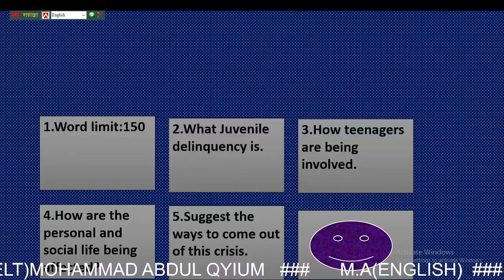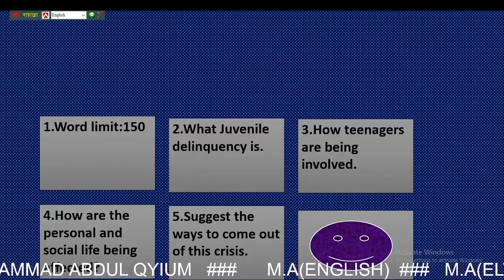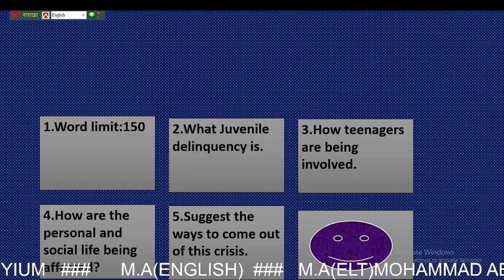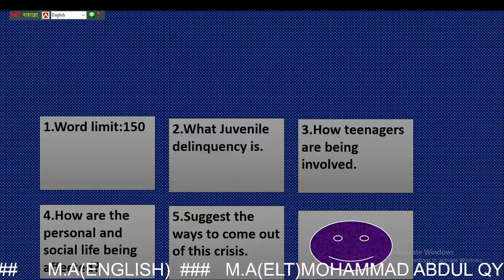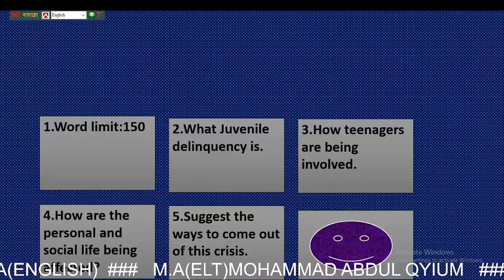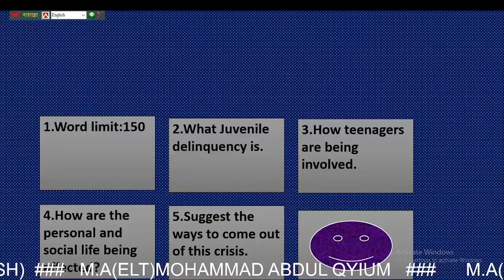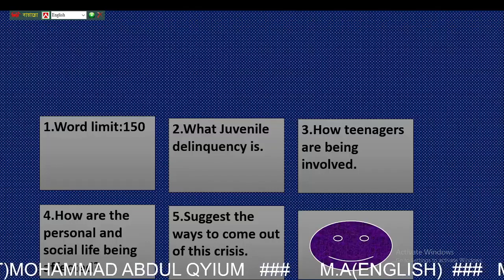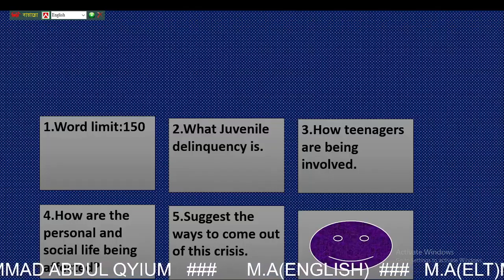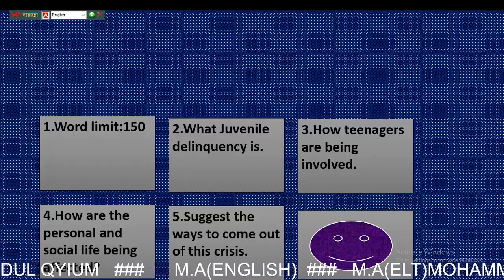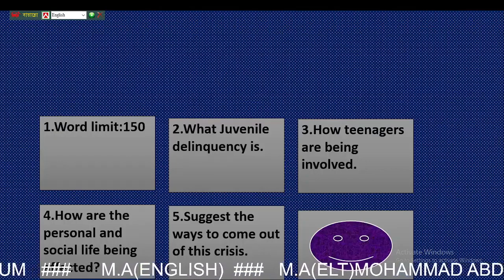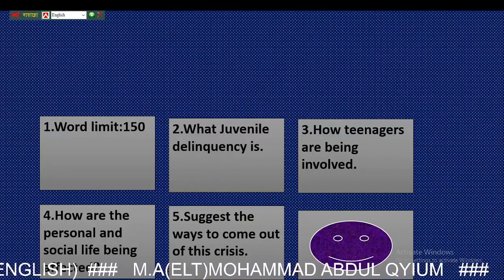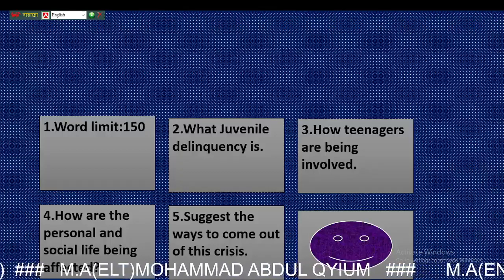Anyway, your second requirement is you need to write about juvenile delinquency, what juvenile delinquency is. I mean to say now you need to start your writing. And of course, you must start your writing with a topic sentence. You must begin with the definition of juvenile delinquency. Giving the definition is the topic sentence.